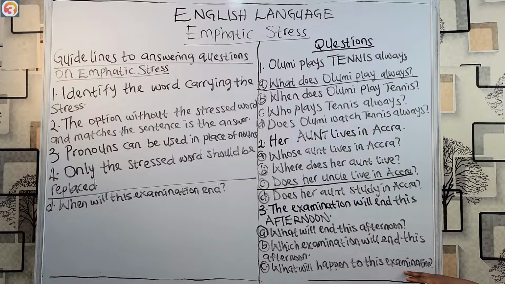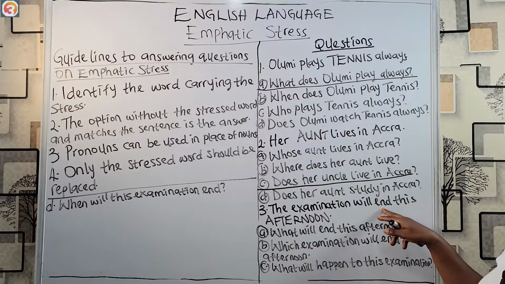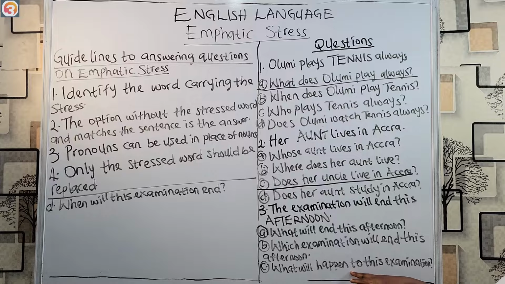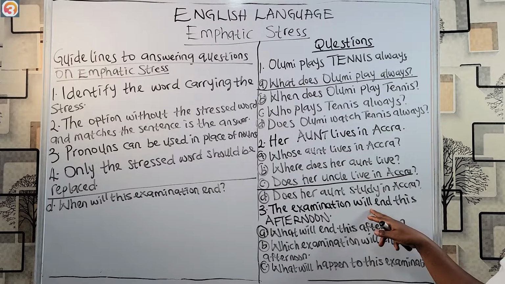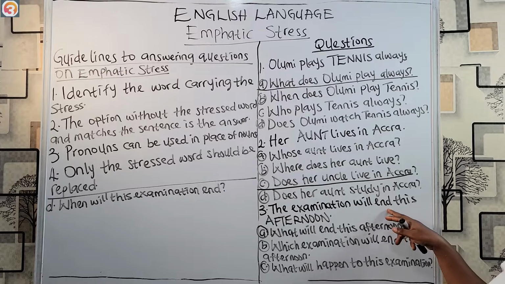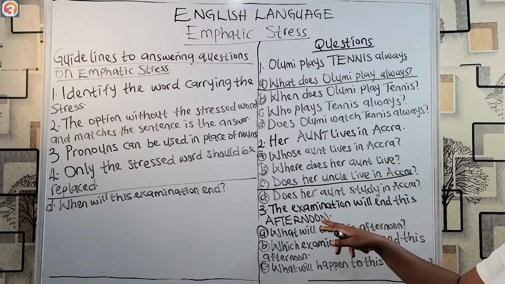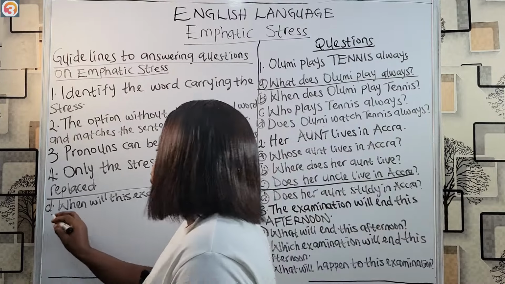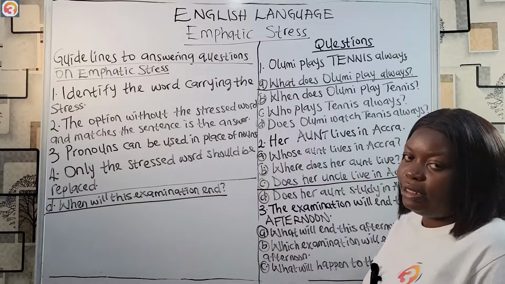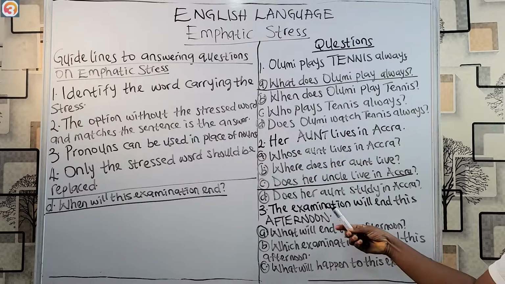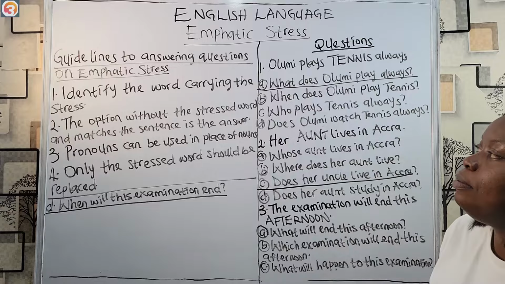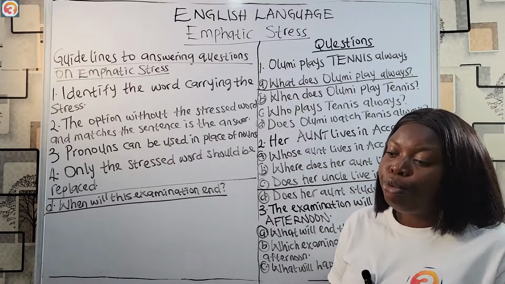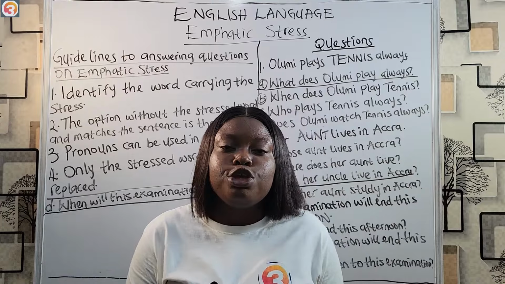What will happen to this examination? If end was the one in all caps, we would have picked this answer, because that way end is being emphasized. This option would have matched the statement given if end was in all caps, but now afternoon is, which has to do with time. So the question will be, when will this examination end? And the answer becomes this afternoon. So that's it for emphatic stress. Very, very simple, but a little mistake can make you miss it.